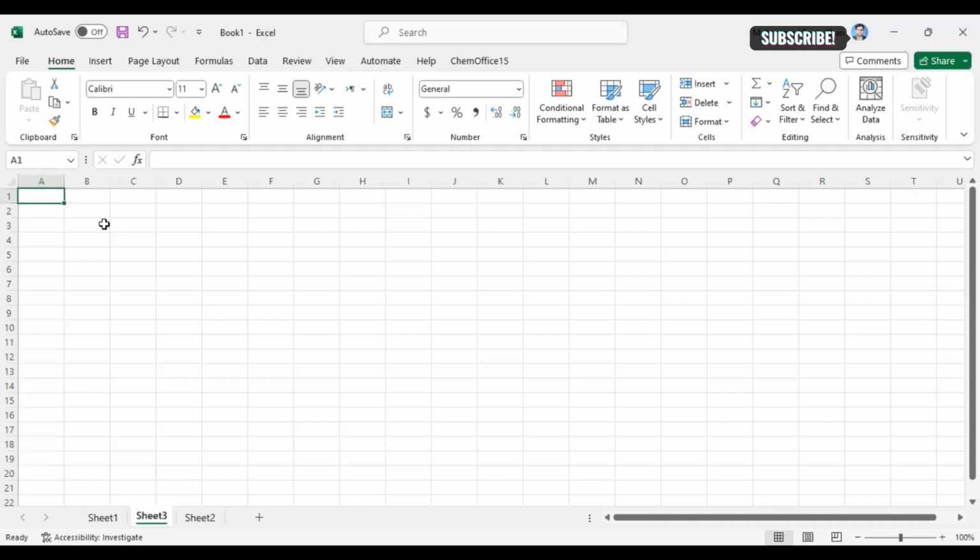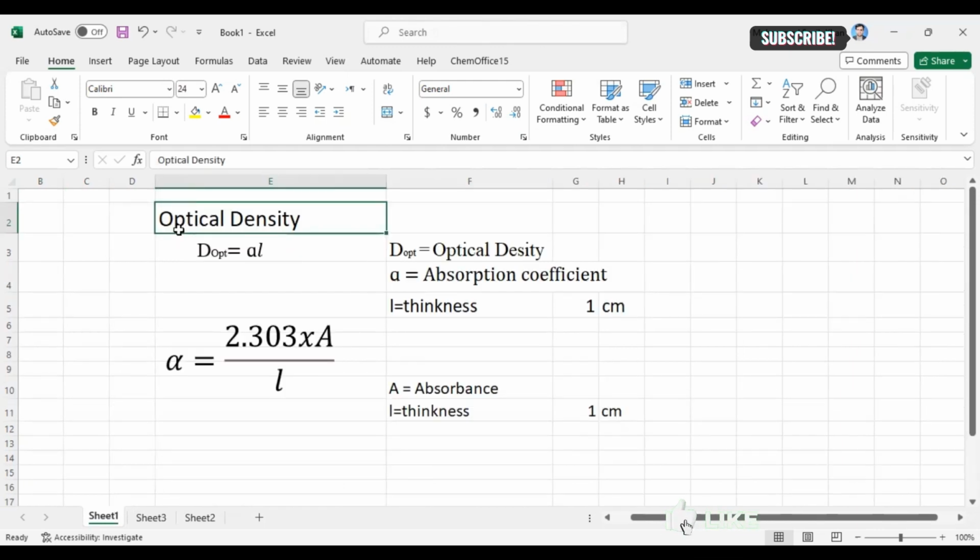Today we will learn about the optical density, how to measure the optical density from spectrophotometer data or the absorbance data. First of all, you should know what is the formula of optical density. Optical density is equal to alpha into L.